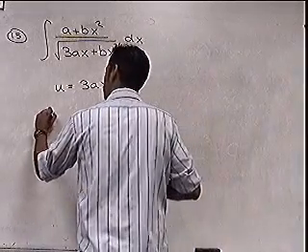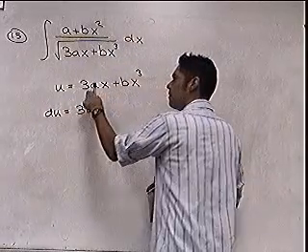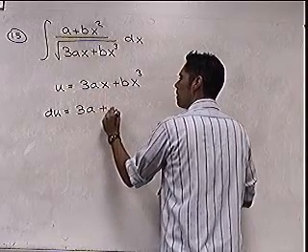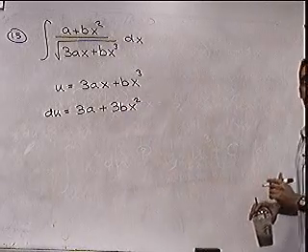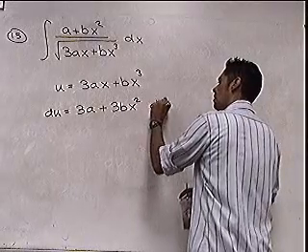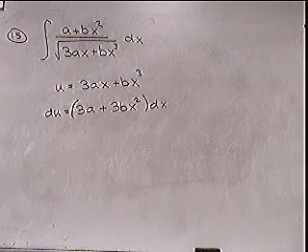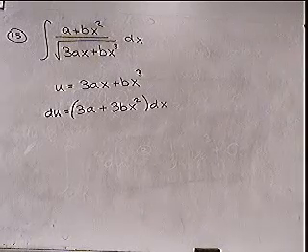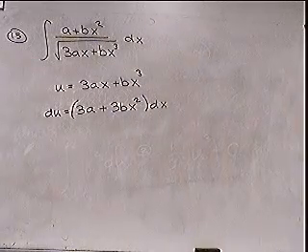What's du? 3a, because the derivative of 3ax is 3a, plus 3bx squared, times dx. And technically, we should wrap these two terms in parentheses like that. Is that what we have up there? Is that what's up top?